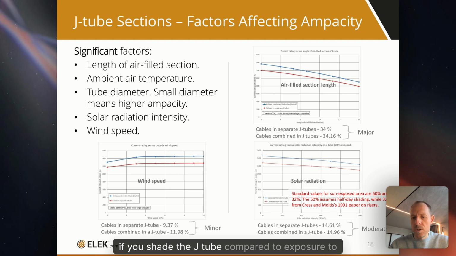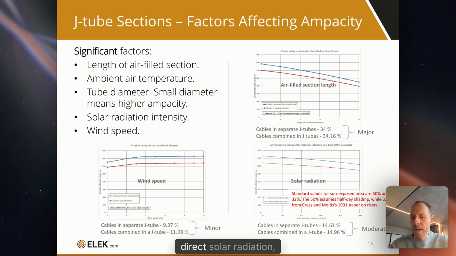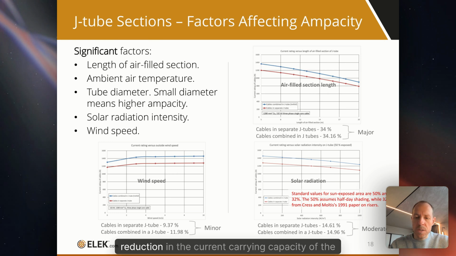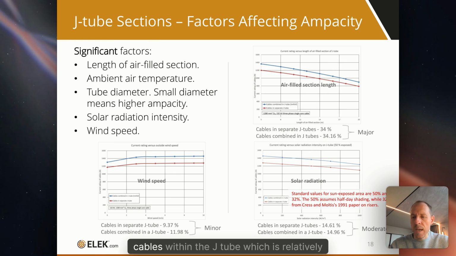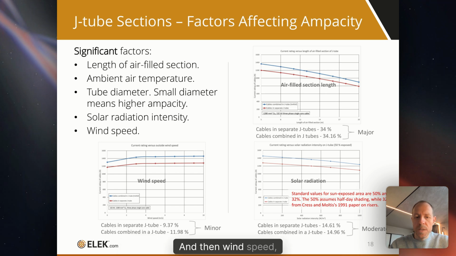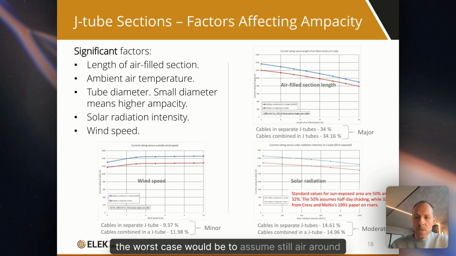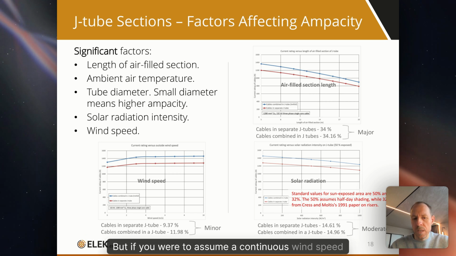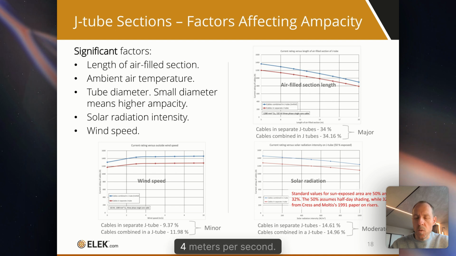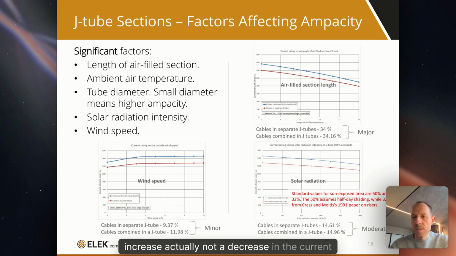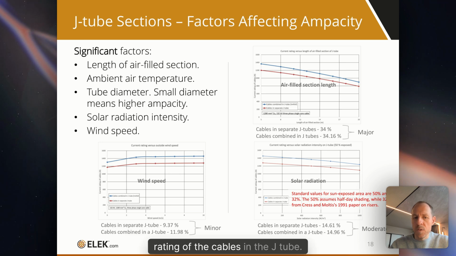However, solar radiation has a moderate impact on the current rating. If you shade the J-tube compared to direct solar radiation, you could expect perhaps around a 15% reduction in the current carrying capacity of the cables within the J-tube, which is relatively significant. And then wind speed, the bottom left-hand corner, has less of an effect. The worst case would be to assume still air around the J-tube. But if you were to assume a continuous wind speed of 2, 3, 4 meters per second, you could see a minor, it's actually not a decrease in the current rating of the cables in the J-tube.